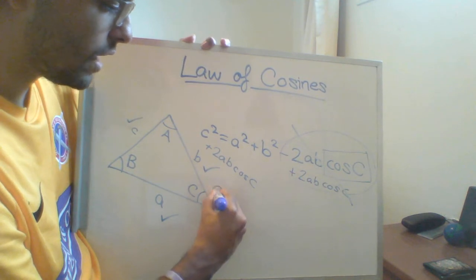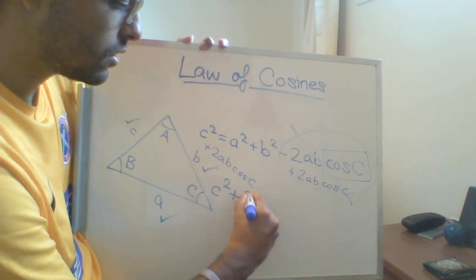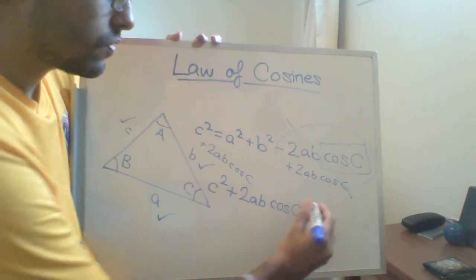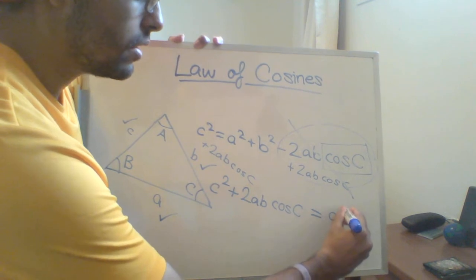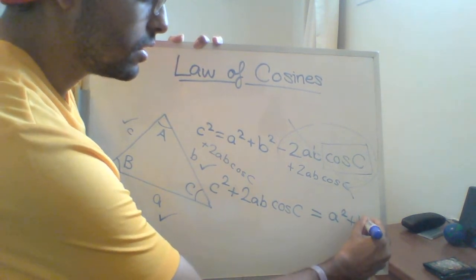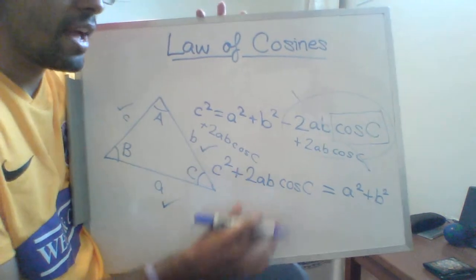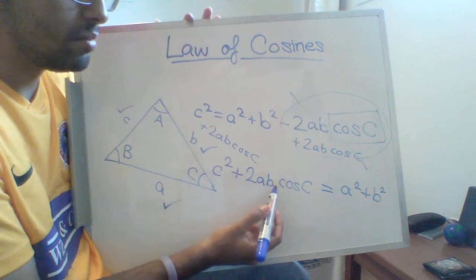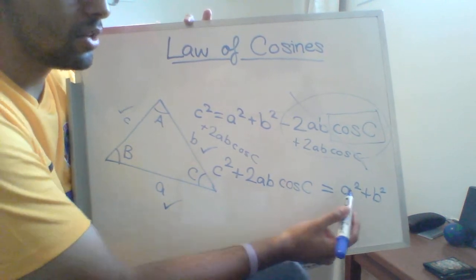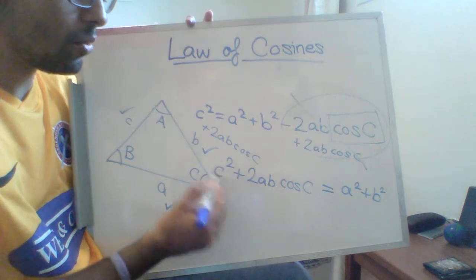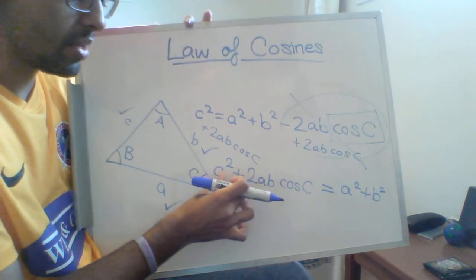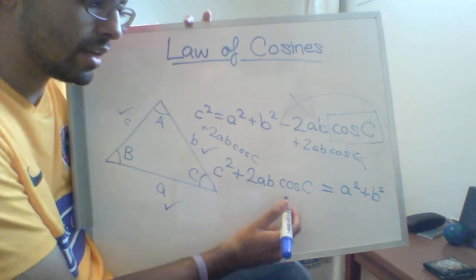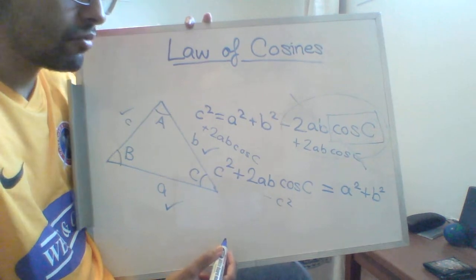So my next line is c squared plus 2ab times the cosine of angle C equals a squared plus b squared. That's all I have because the rest of this got cancelled out from the right side. But I don't want c squared over here, and I've got something being added and something being multiplied. So the first thing I'm going to do is get rid of this thing that's being added by subtracting c squared from both sides.